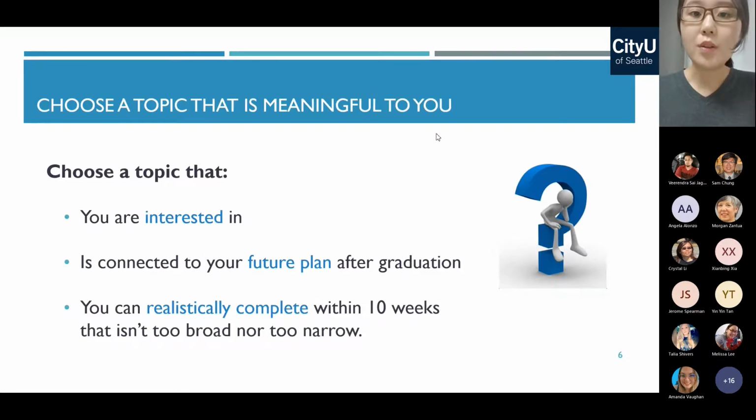And also here are some other tips on choosing a topic. Choose a topic you're interested in. Think about what you are passionate about. What gets you excited?